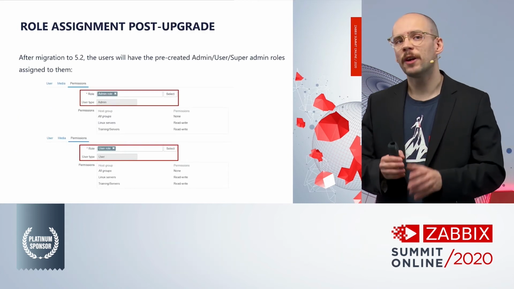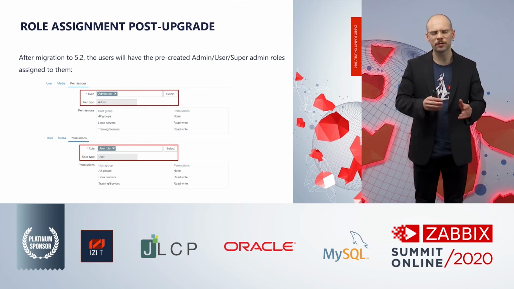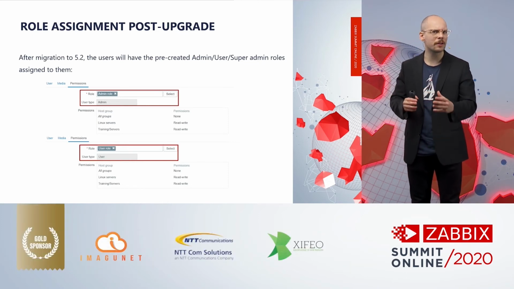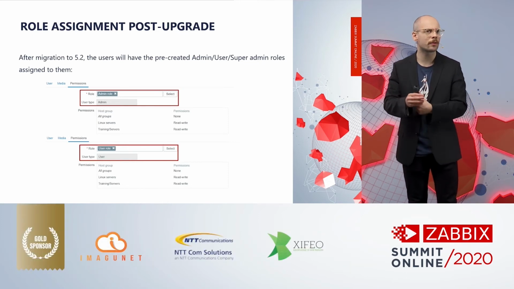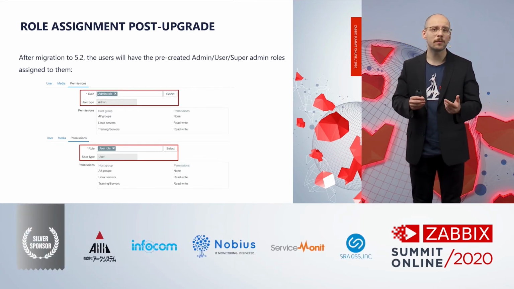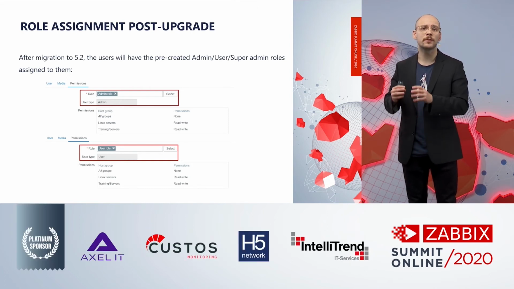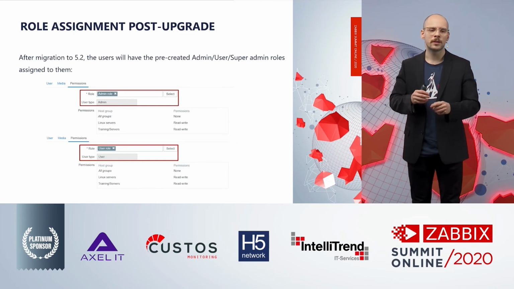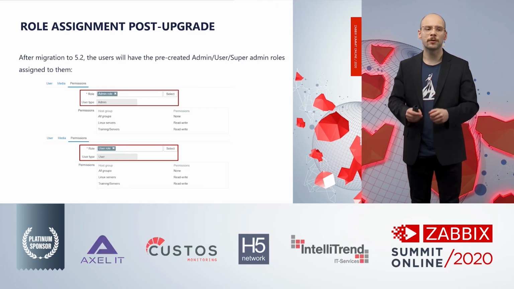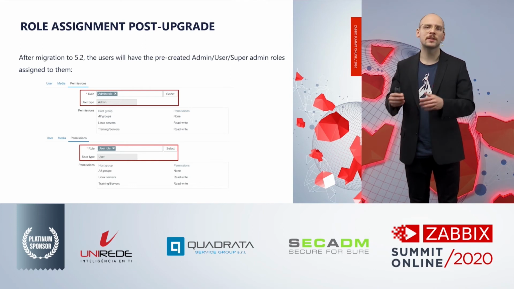So after migration to 5.2, you might ask, how are these roles going to be assigned? I have my users of a specific user type, but what's going to happen with roles? Will I have to assign them manually? Will everything be broken, or what's going to happen? So when you upgrade to 5.2 from, for example, 5.0, the users will have the pre-created default roles for admin, user, and super admin assigned to them. So the default roles that we looked at a couple of slides back are going to be assigned to your users, and then you can tweak them, modify them, create new roles and assign these to users and so on.